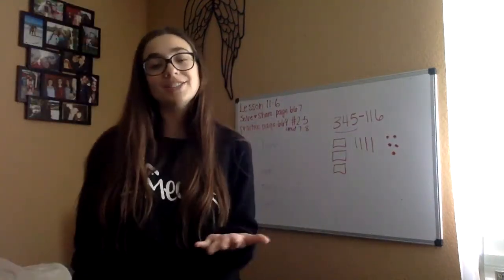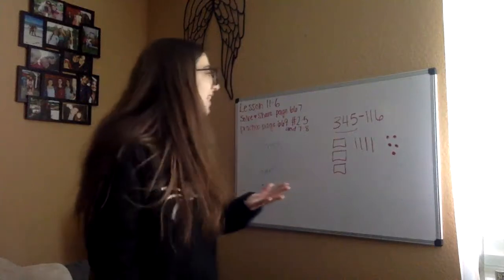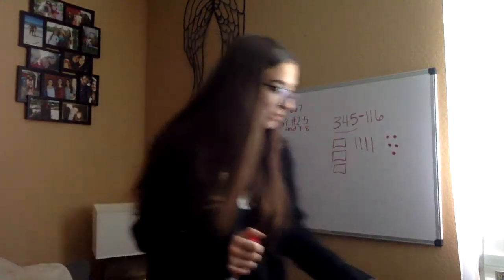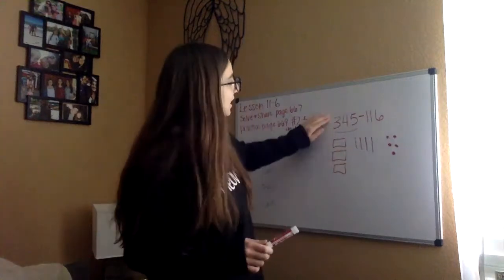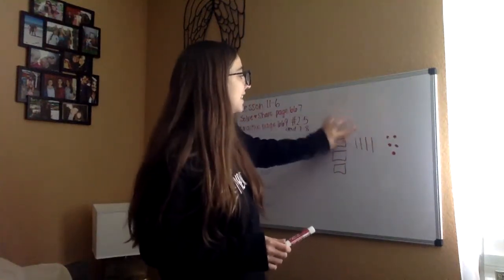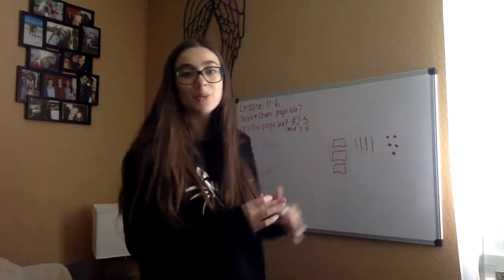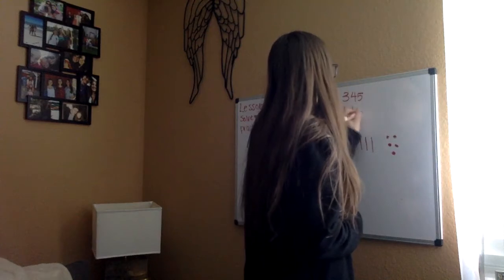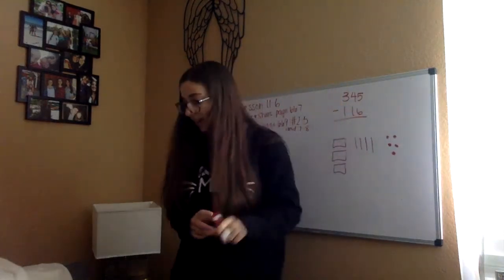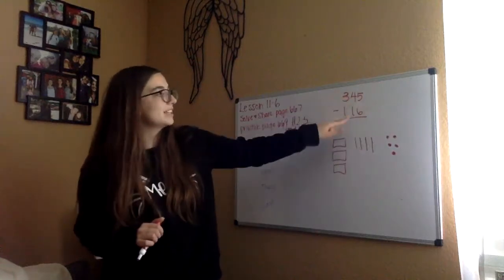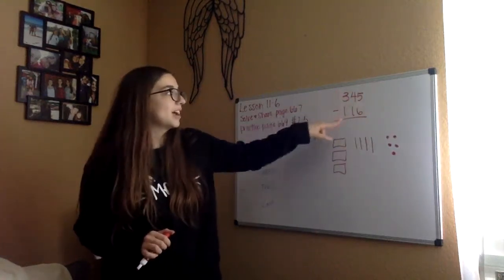Remember, I always start in my ones place. Personally, I think it's a little bit easier to line my place values up. So I'm going to do that right now. Instead of writing my subtraction equation sideways, I'm going to write it stacked up just so I know which numbers I'm working with. So I have 345 minus 116. Now I can tell where my ones place matches up, where my tens place matches up, and where my hundreds place matches up.